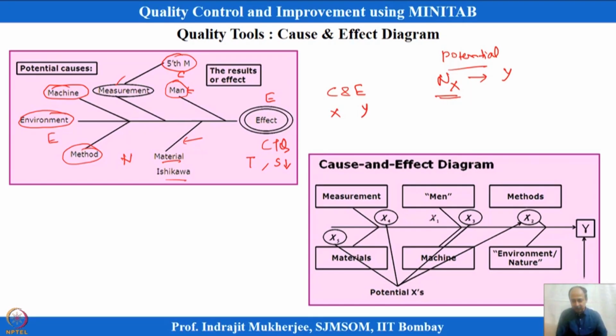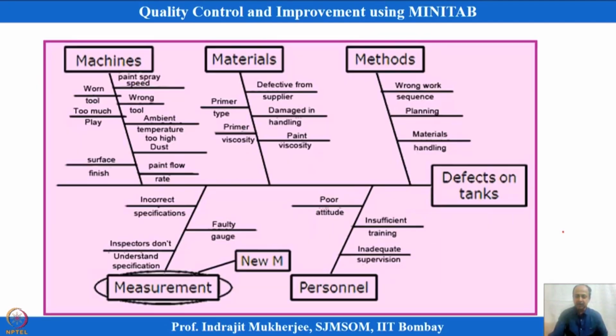What you can see over here is the X variables and how they are influencing the Y variable. One example we can discuss: maybe defects in the tanks are coming. Material handling, the way, comes under methods, so this can be one of the causes. Maybe paint viscosity in materials, as we have different types of paints. These are all potential reasons I am indicating. From machines, maybe painting using spray speed may be one of the variables that impacts or leads to defects.